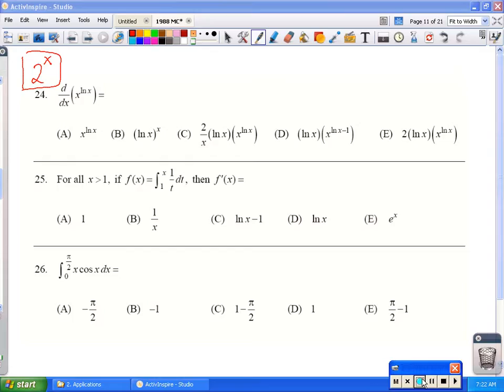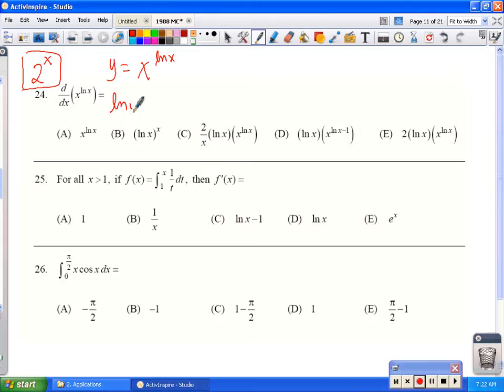However, this problem does not have a base that's a fixed number. It has a variable. So this is logarithmic differentiation. So basically we have the function y is equal to x to the ln of x. And our problem is we have a power up there that we need to get down, and the only way we can do that is to take the ln of both sides.